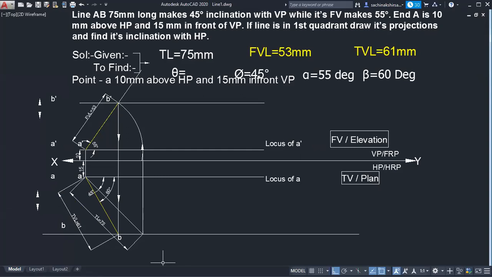TV, what we want to rotate? TV. First rotate TV up to locus A dash, and then straight. Up to A. Locus of A. Up to locus of A we have to rotate, and then we have to go straight.